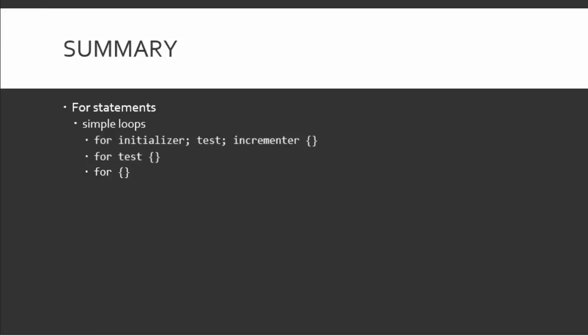Now the second syntax eliminates the need for the initializer and the incrementer, and it assumes that the test conditions are being managed somewhere else. So in this construct, you only have the for test, and as soon as that test is false, you're going to exit the loop. The last construct that we have is the for loop on its own, and that will run indefinitely until somewhere within your for loop, the break statement is called.